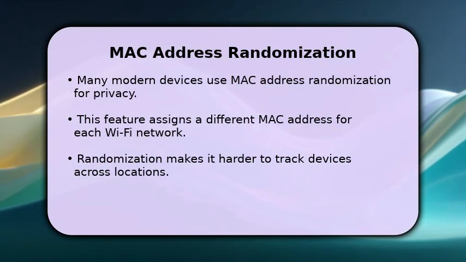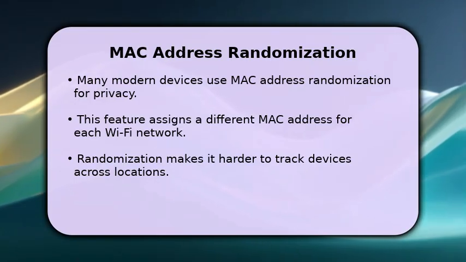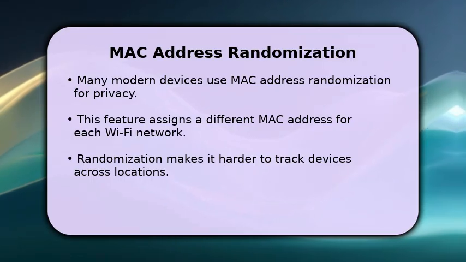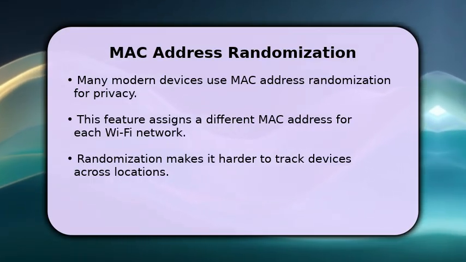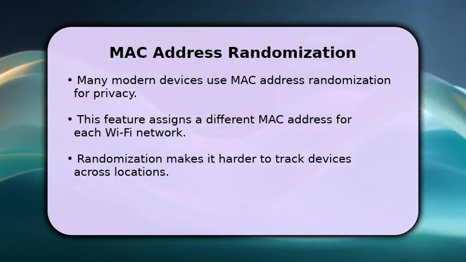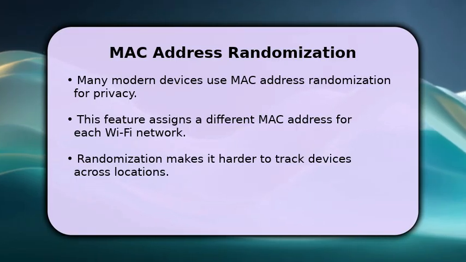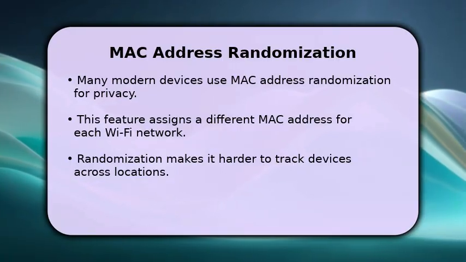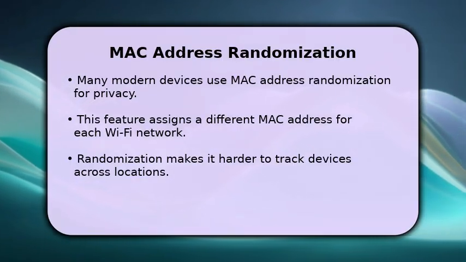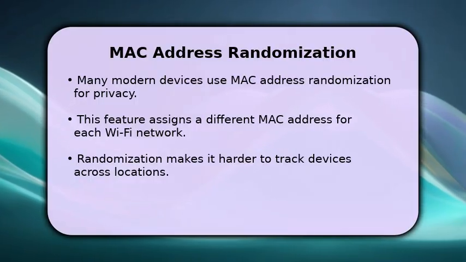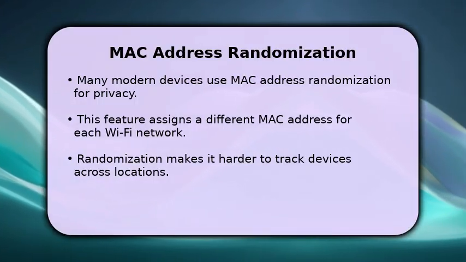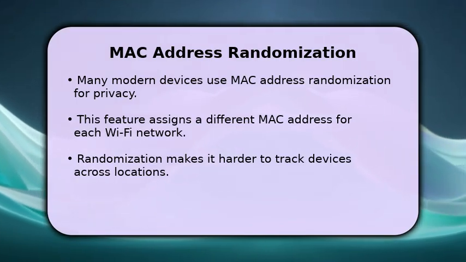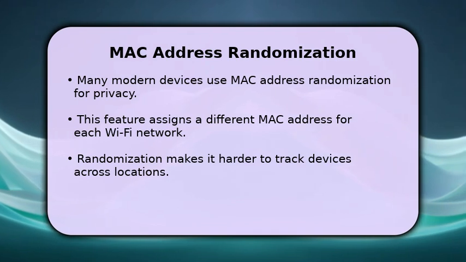A significant development in recent years is MAC address randomization, a privacy feature implemented in many modern operating systems. When enabled, your device uses a different, random MAC address when connecting to different Wi-Fi networks. This makes it much more difficult for third parties to track your device's location and activity across various networks over time. While beneficial for privacy, sometimes you might need to disable it for specific network functionalities, such as MAC filtering on your home router.